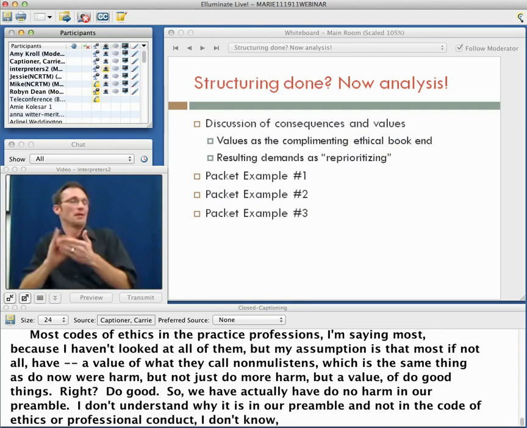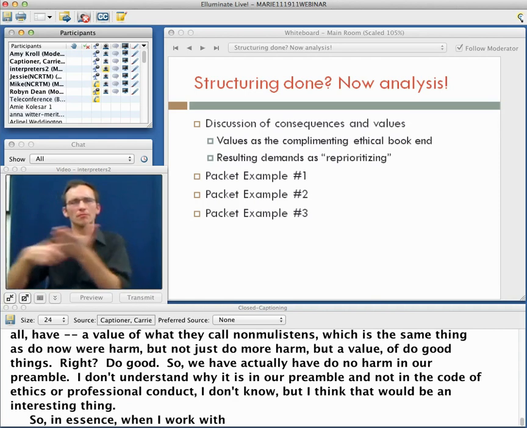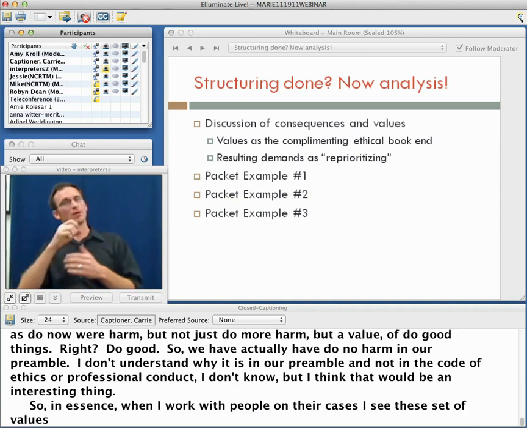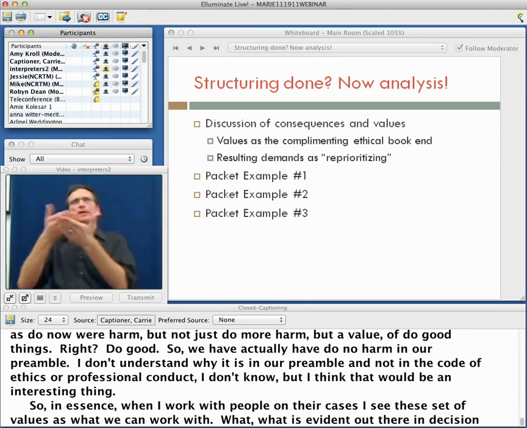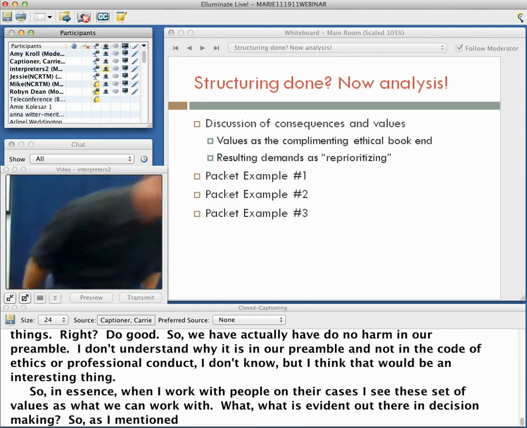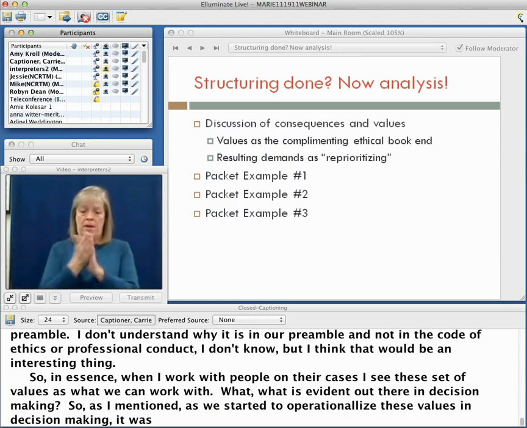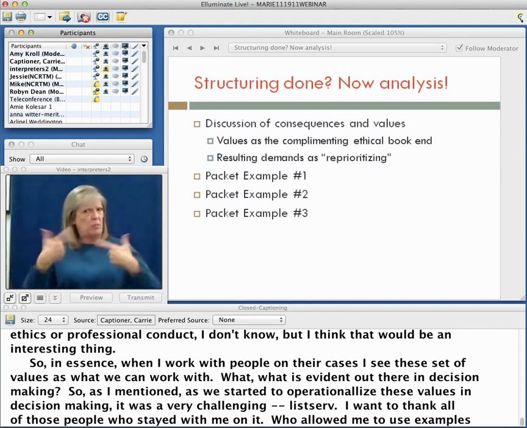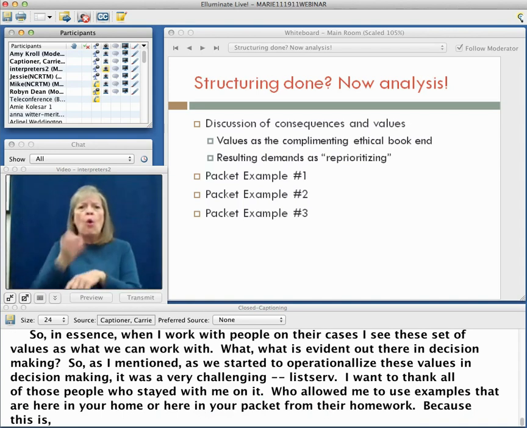So in essence, when I work with people on their cases, I see these set of values as what we can work with. What is evident out there in decision making? So as I mentioned, as we started to operationalize these values in decision making, it was a very challenging listserv, and I want to thank all those people who stayed with me on it and who allowed me to use examples that are here in your packet from their homework, because this is again a hard thing to do.